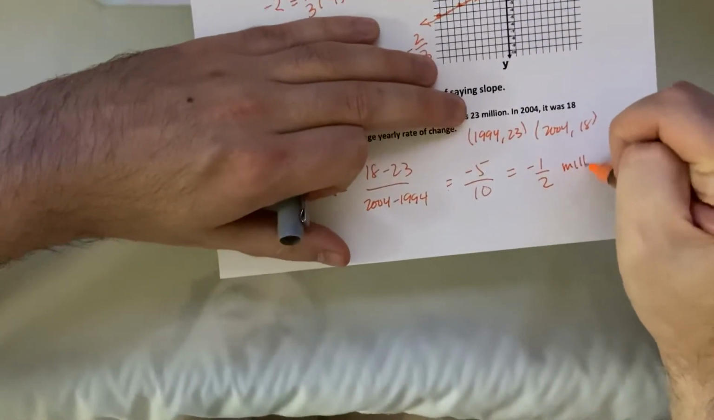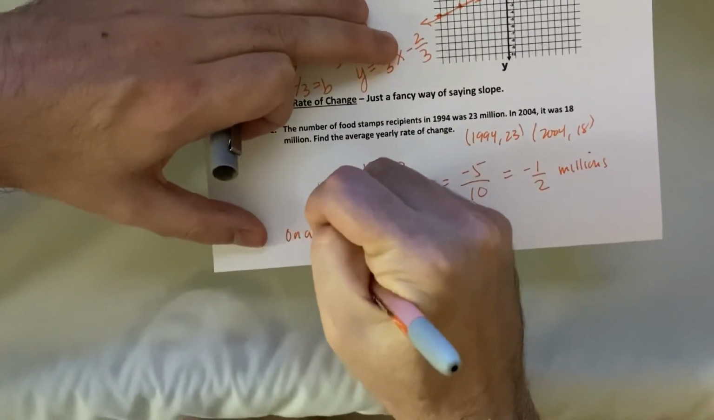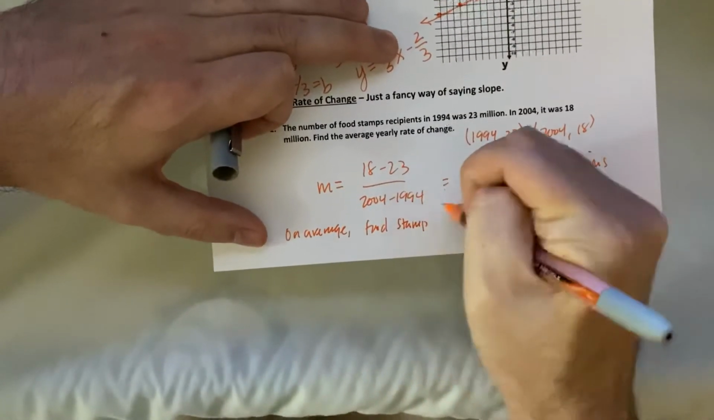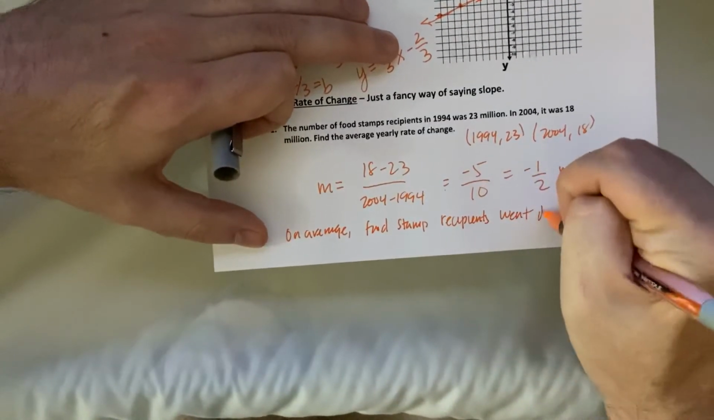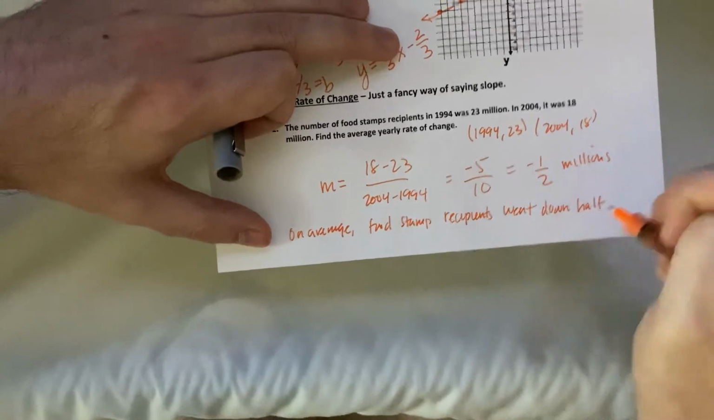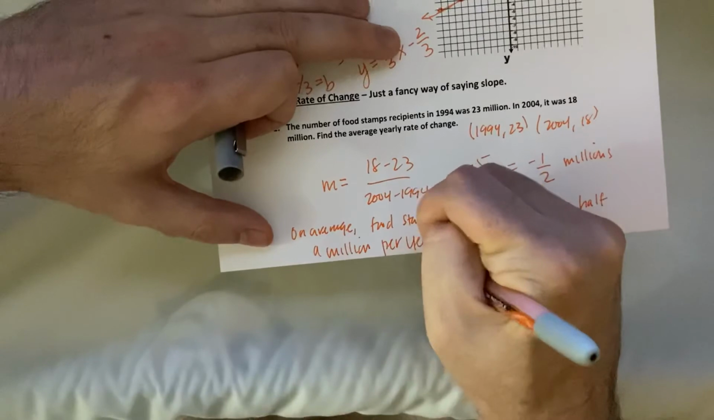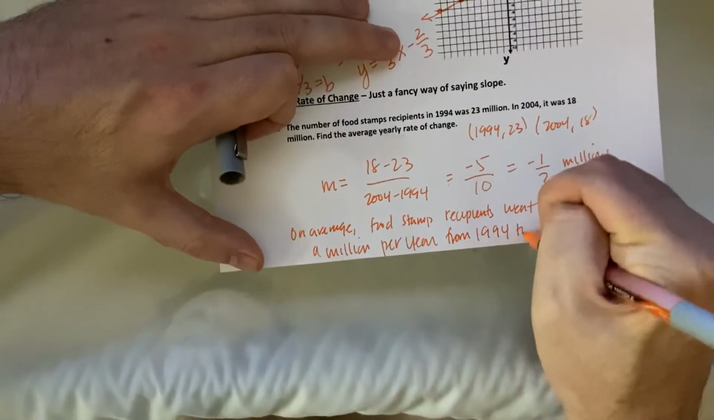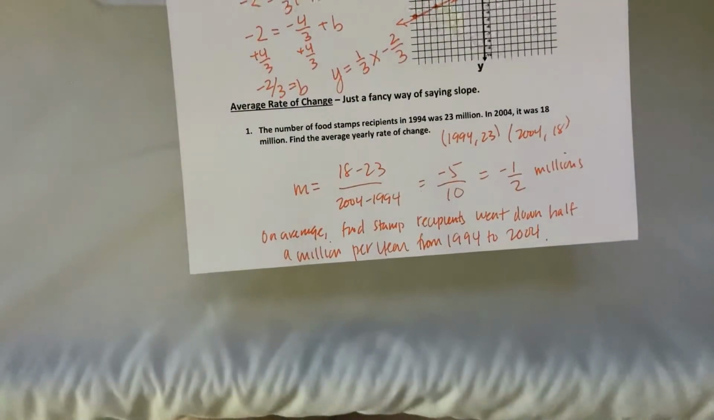Now what does that actually mean? This is in millions. It means, on average, food stamp recipients went down 500,000 per year from 1994 to 2004. So word problems generally have word answers.